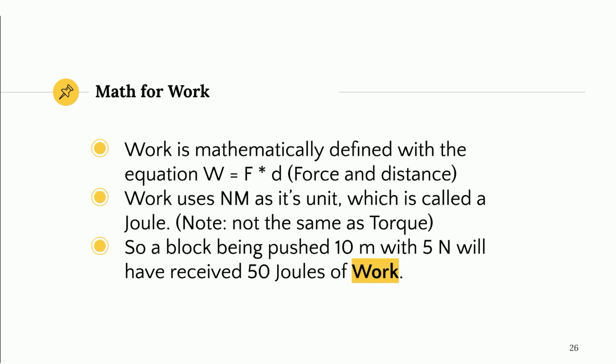So what's some math for work? Work is mathematically defined with the equation work equals force times distance. Work uses newton meters as its unit, which is called a joule. Here's a note. Even though it uses the same unit as torque, torque is fundamentally different than what work is, and therefore work, when you're using newton meter, is called a joule, but for torque, it's not. It's a somewhat complicated question I went into a deep dive research on earlier. However, torque is not the same thing as work. However, they use the same unit. So a block being pushed 10 meters with 5 newtons will have received 50 joules of work. Once again, force times distance, 10 times 5.